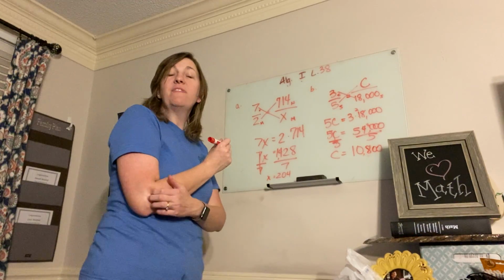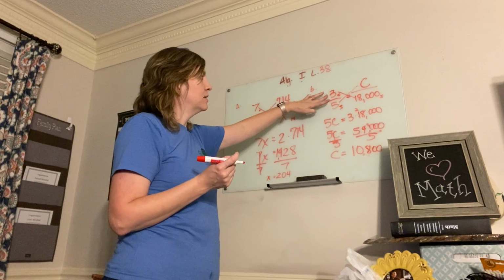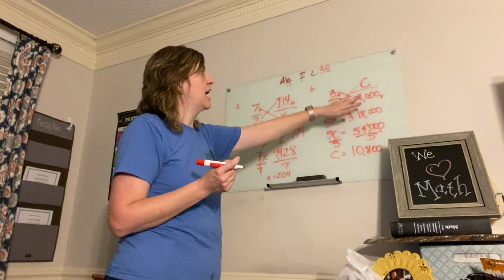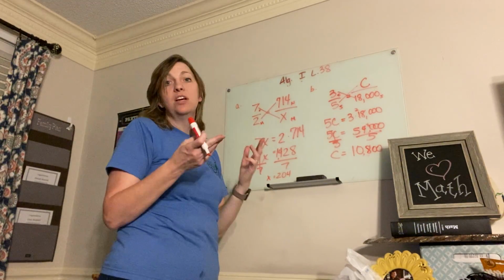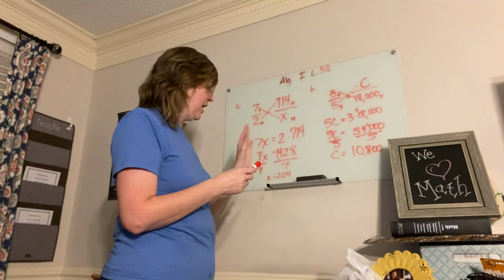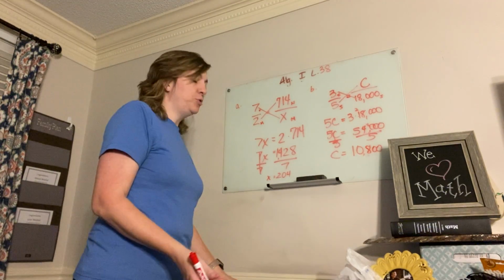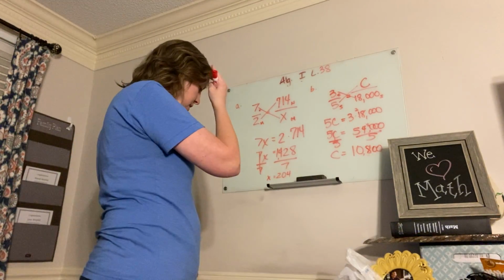Now, let's ask ourselves again the same question. Is that reasonable? Well, 3 is less than 5. 10,000 is less than 18,000. So it seems very reasonable, doesn't it? All right. So that is our 2 practice, and that's setting up ratios. So I hope that helps you feel a little bit more confident in setting those up.